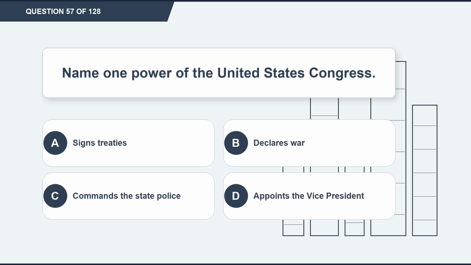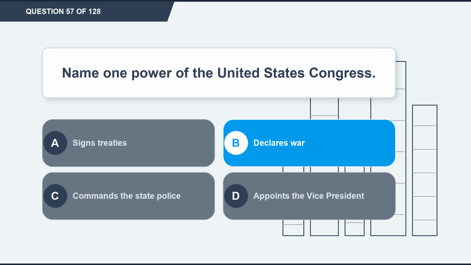Question 57. Name one power of the United States Congress. Option A, signs treaties. Option B, declares war. Option C, commands the state police. Option D, appoints the vice president. The correct answer is option B, declares war. Explanation.